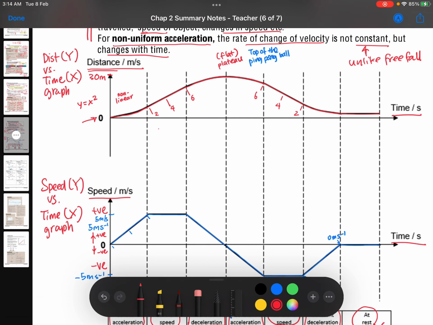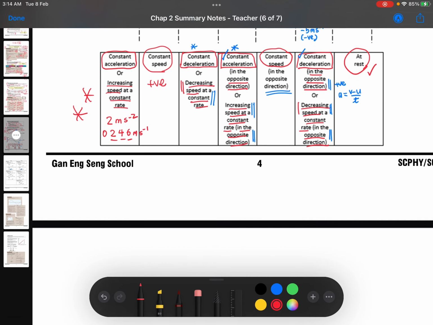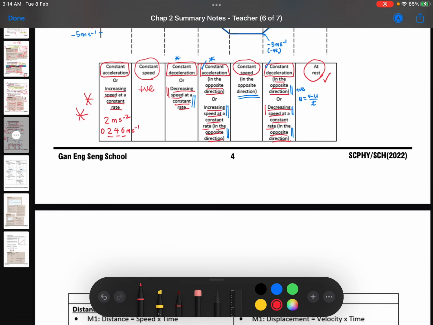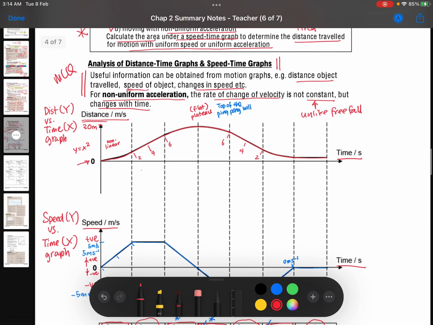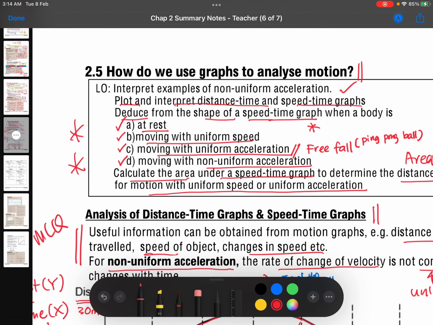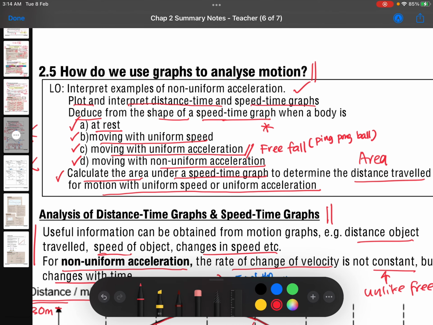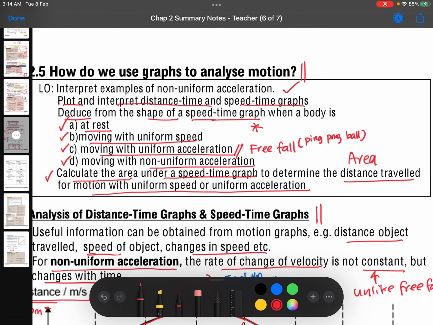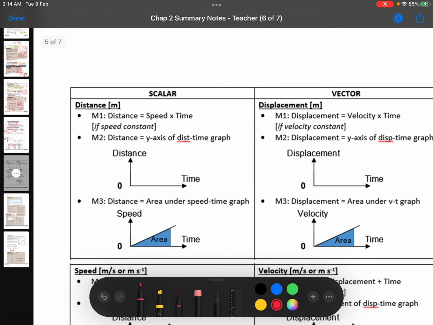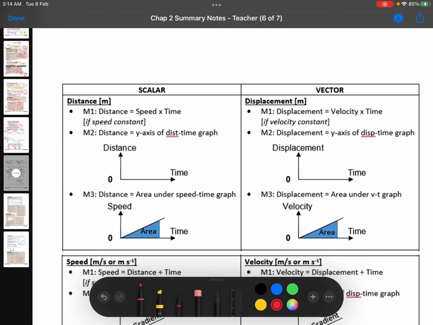So this will actually summarize a few pages of your text, right? But I urge you, if you want to understand further, please refer to the text. Now, the next thing that I want to cover is this. Be able to calculate area under speed time graph to determine the distance traveled for motion in uniform speed or uniform acceleration. Now this part is actually a summary which I got from Mr. Pauly also. So yeah, now let's look at this.